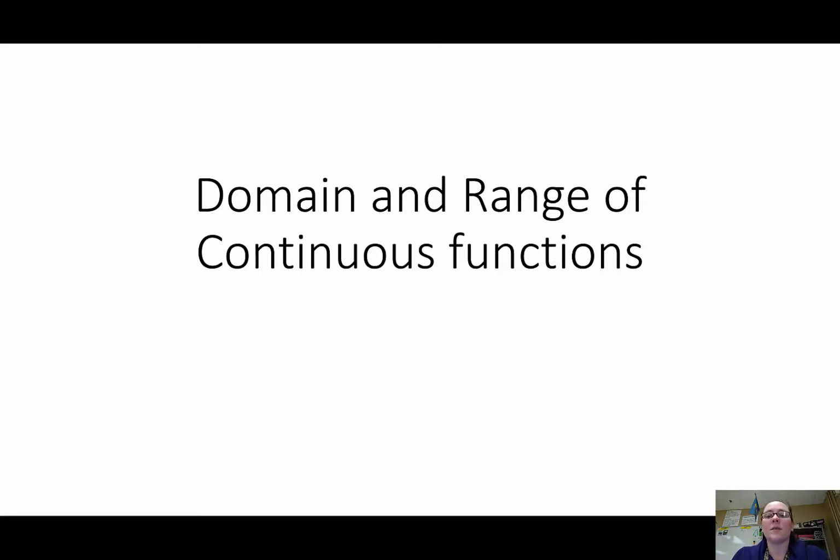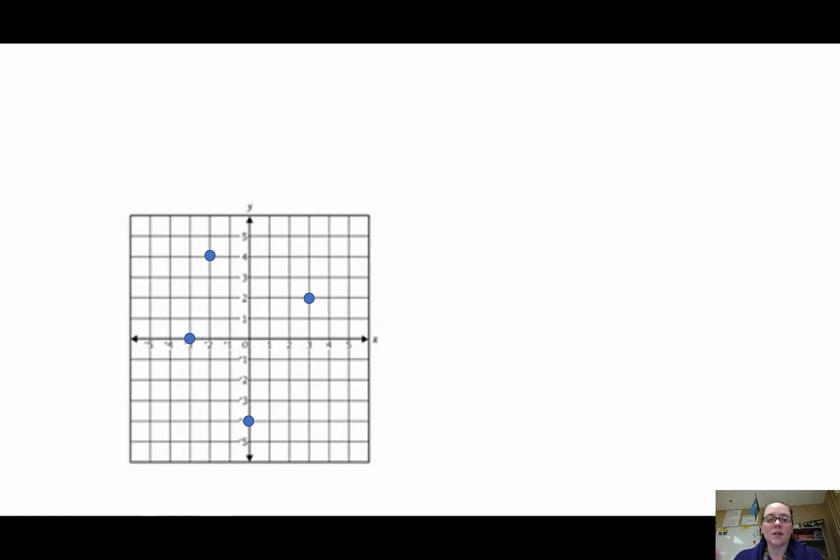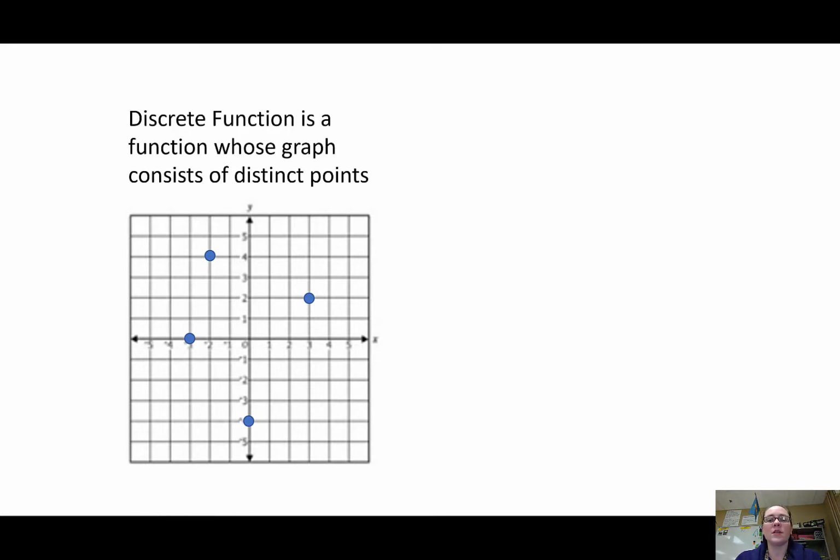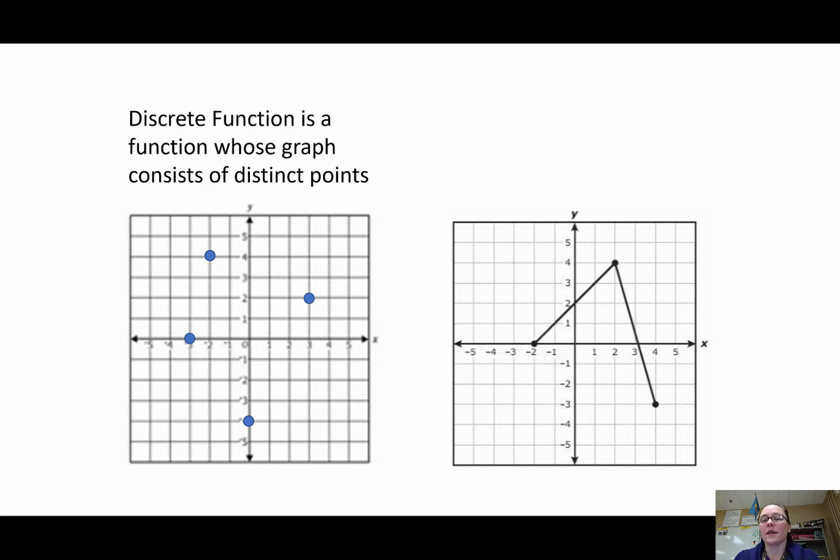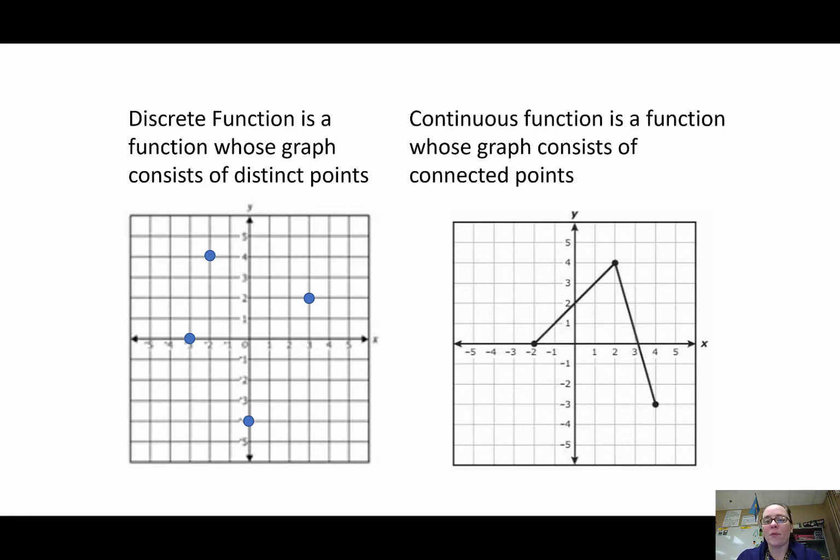All right, today we're going to talk about domain and range of continuous functions. Now, in the last video, we talked about graphs that looked like this, that had a distinct set of points. These are called discrete functions. They have very specific points. Today, we're going to look at graphs that look like this. They're lines, circles, points that are connected. So these are called continuous functions.